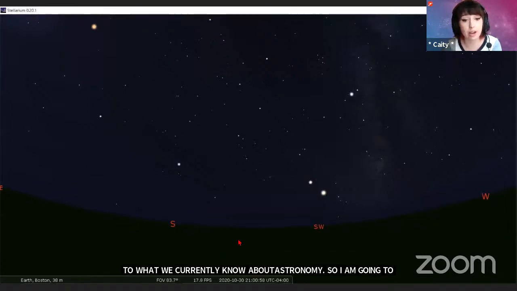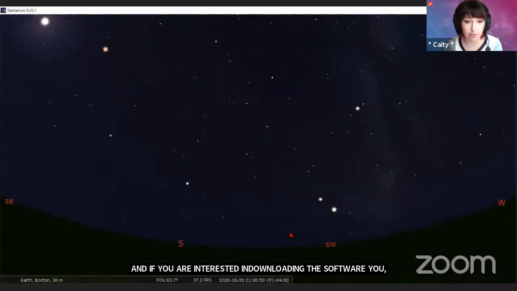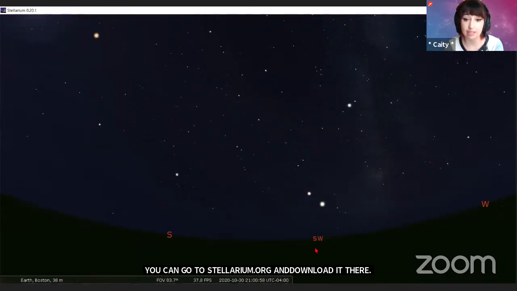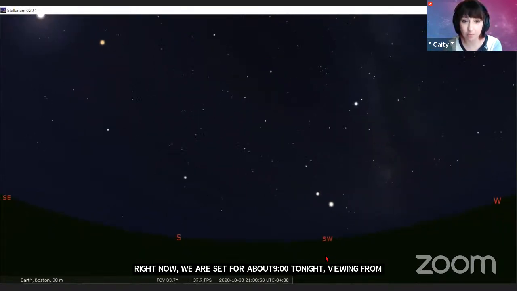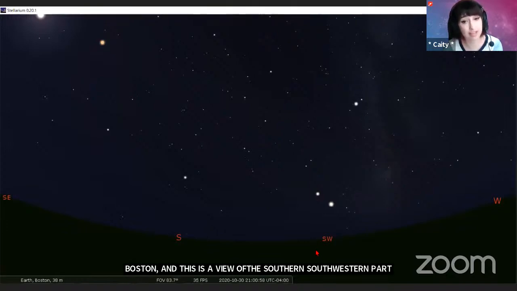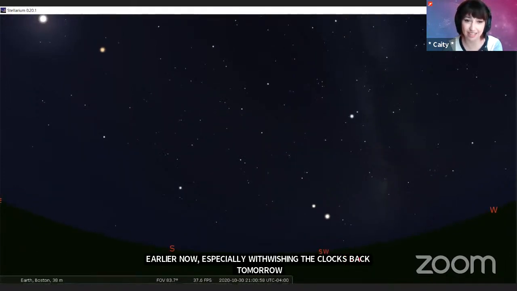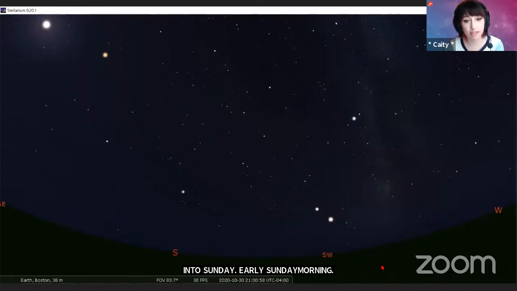So right now we are set for about 9 o'clock tonight, and we're viewing from Boston. And this is a view of the southern southwestern part of the sky. So it's going to start getting darker a lot earlier now, especially with pushing the clocks back to tomorrow into Sunday, early Sunday morning. So 9 o'clock, it will be very, very dark. So you can definitely see a lot of stars and other objects in the sky as well, including planets.